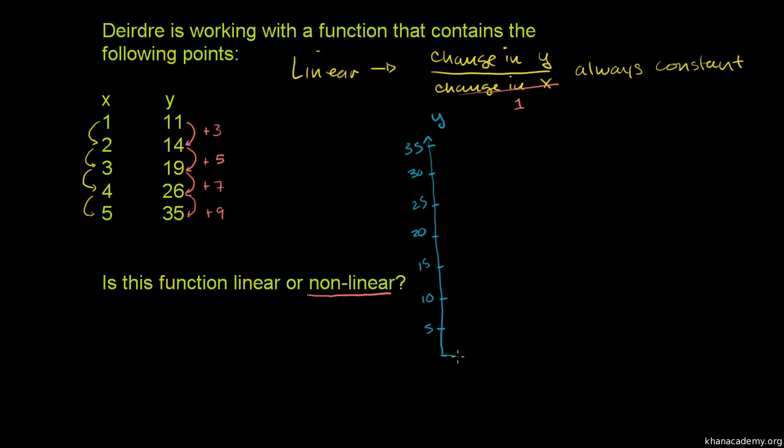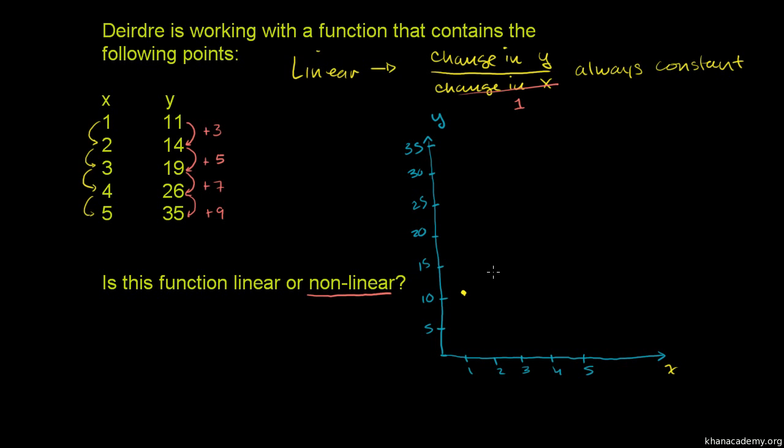And then our x values go 1 through 5. So I'll do it on this axis right here. They're not obviously at the exact same scale. So I'll do 1, 2, 3, 4, and 5. And so let's plot these points. So the first point is 1, 11. When x is 1, y is 11. This is our x-axis. When x is 1, y is 11. That's right about there.